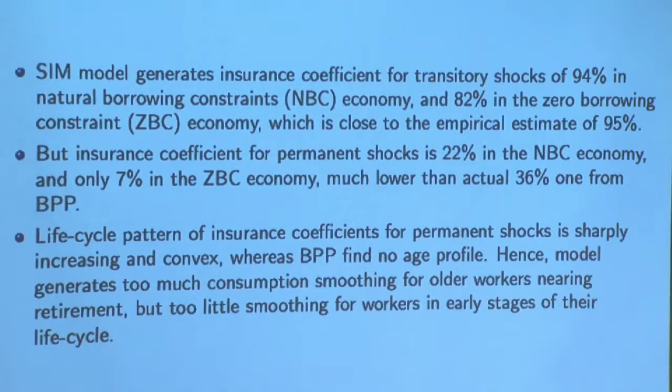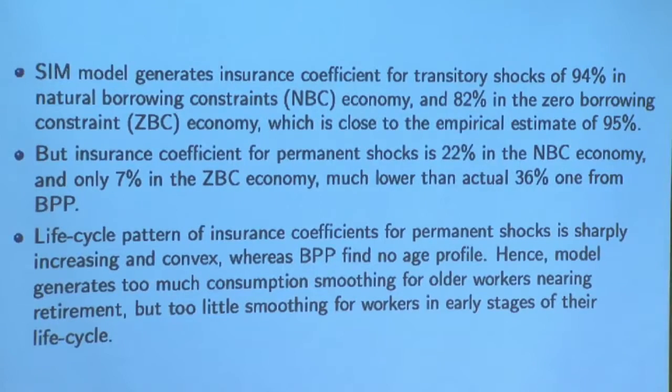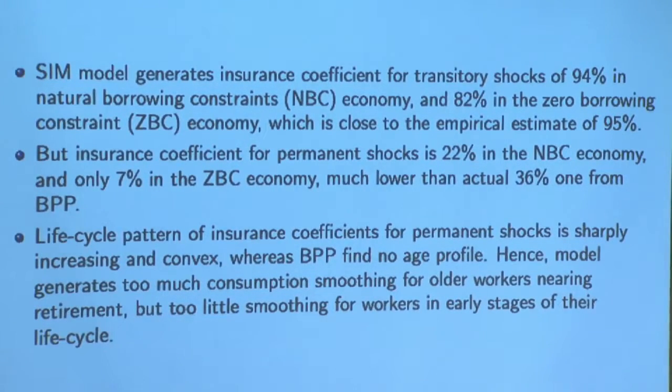Those numbers, 94, 82, compare to the BPP run on the actual data, which is 95, so that's excellent fit. But when they look at the insurance coefficient for permanent shocks, it's 22 or 7%, depending in the model on what you assume about credit, but in the actual data, it's 36%. And here already you're seeing this recurrent theme that there's better smoothing against even the permanent shocks in the data than these models allow. And if you looked at the life cycle through the lens of the model, you would see better insurance as people get older, but in the data it's not there. There's no age profile in the data. So the model is generating too much consumption smoothing for the older workers relative to the data, or too little smoothing for workers in the early stage of their life cycle relative to the data.